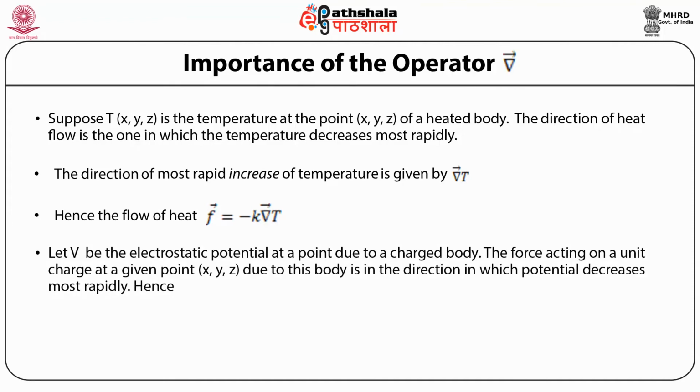Let V be the electrostatic potential at a point due to a charged body. The force acting on a unit charge at a given point x, y, z due to this body is in the direction in which potential decreases most rapidly. Hence, F is equal to minus del V.